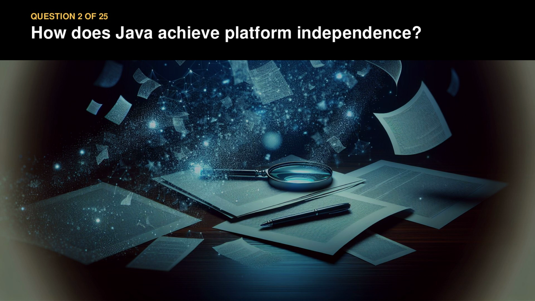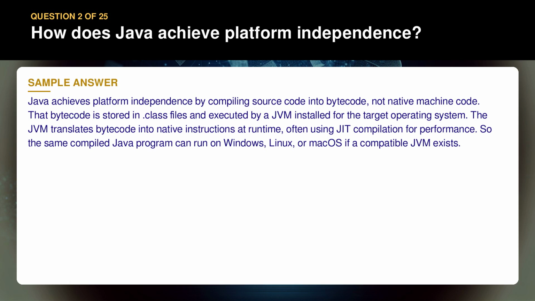Question 2. How does Java achieve platform independence? Java achieves platform independence by compiling source code into bytecode, not native machine code. That bytecode is stored in .class files and executed by a JVM installed for the target operating system.